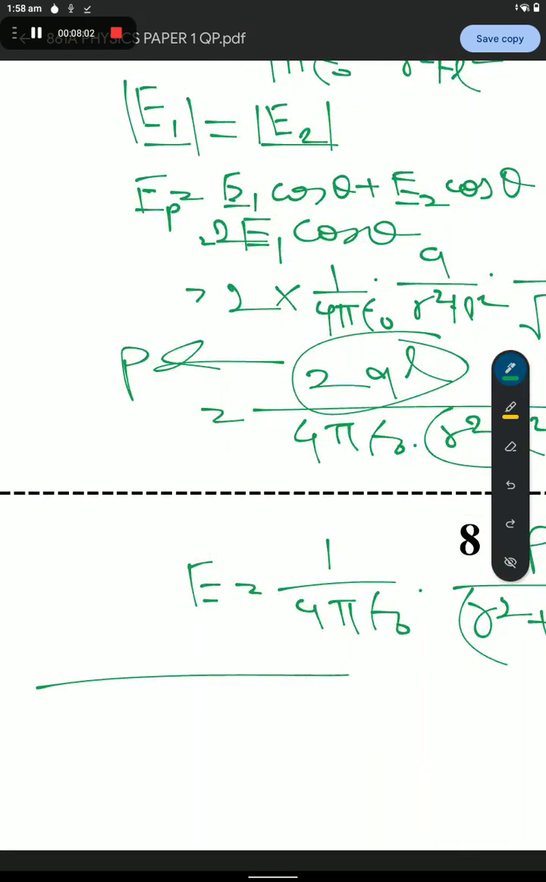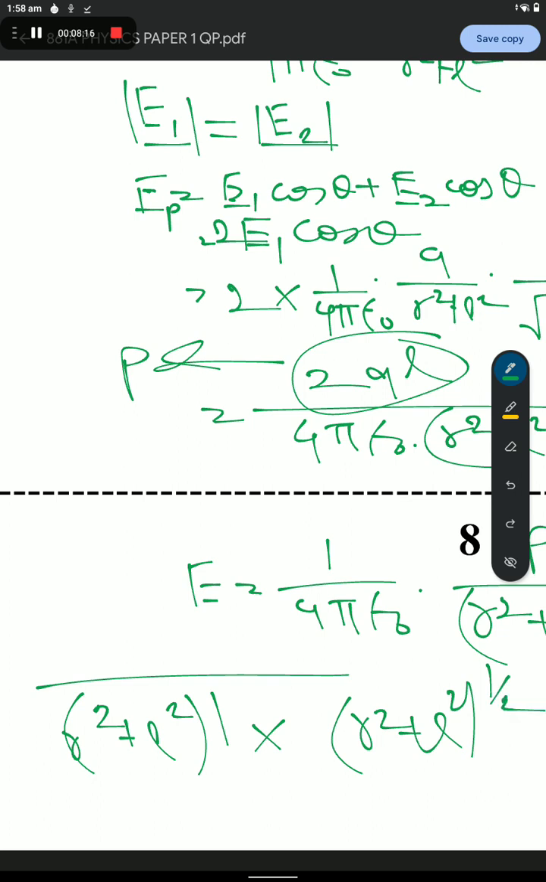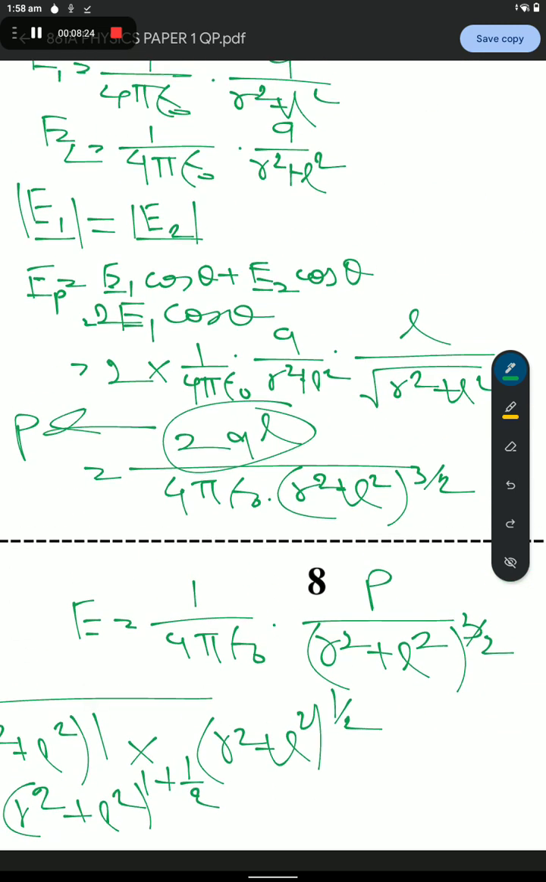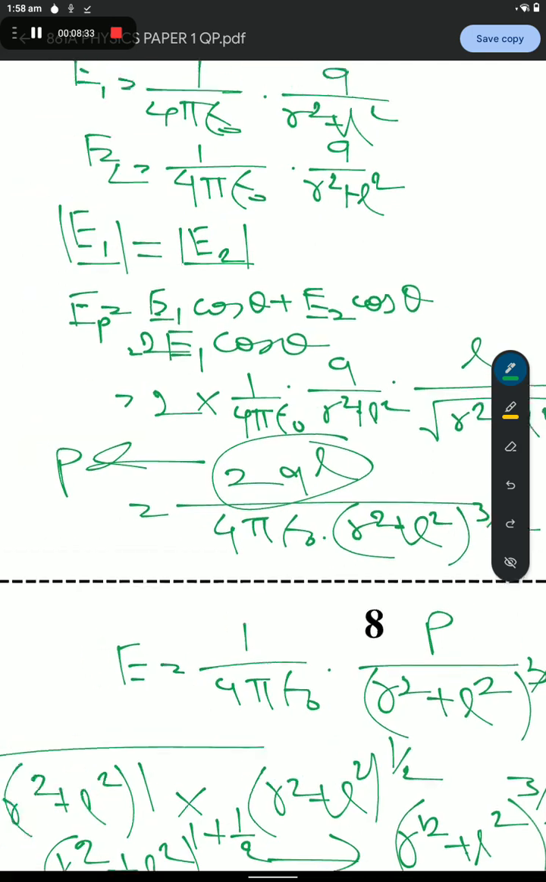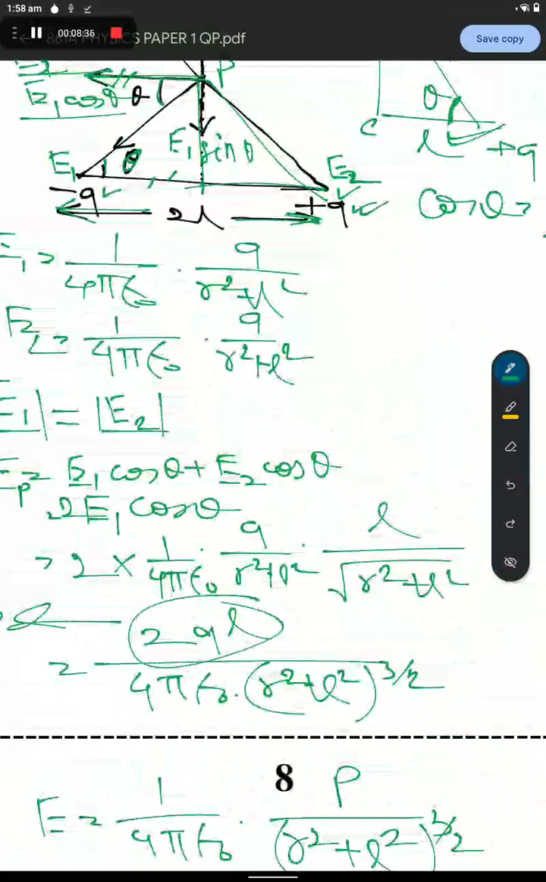Now how is this 3 by 2? See here, at the bottom we have r square plus l square, whose power is 1, and with that we are multiplying a root. The root basically means the power of half, so r square plus l square to the power half. Now because it is multiplied, we just add up their powers. So r square plus l square to the power 1 plus 1 by 2, and you can see that very well adds up to 3 by 2. That's it. So this is how we prove it. Thank you.